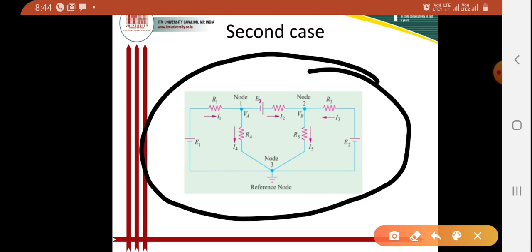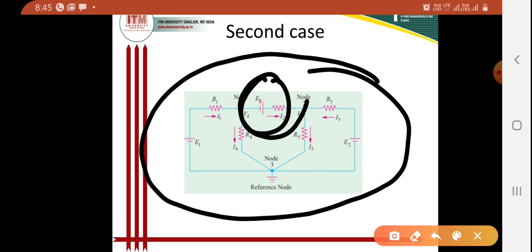Consider this figure, where a third battery of EMF E3 is connected between node 1 and node 2. It must be noted here that as we travel from node 1 to node 2, we go from the negative terminal of E3 to the positive terminal of E3.